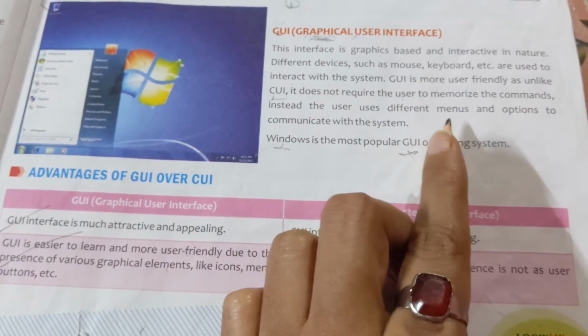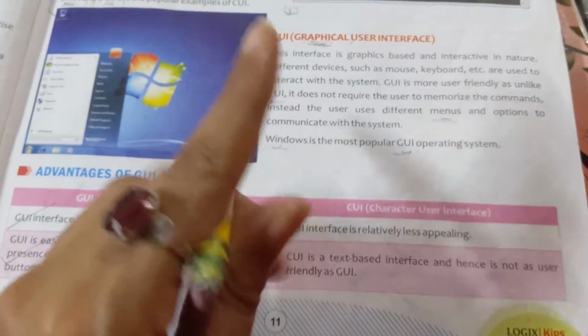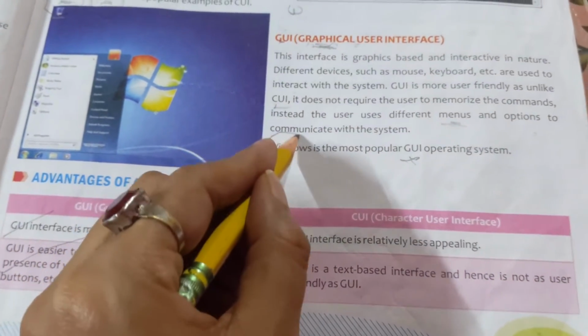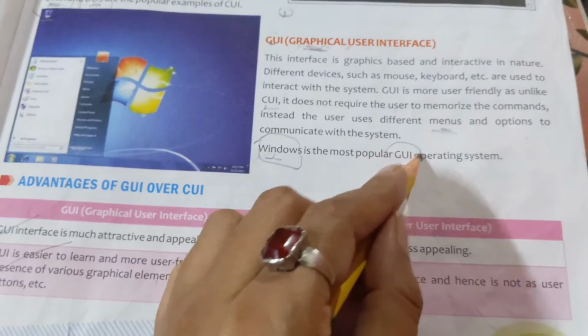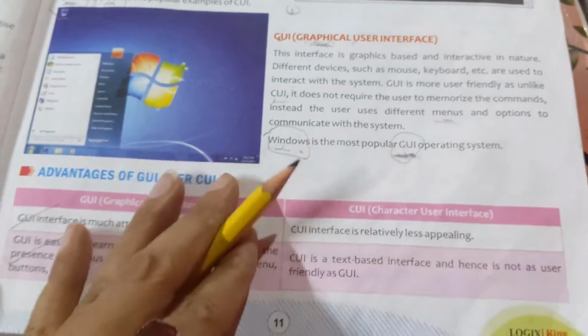Instead, the user uses different menus and options to communicate with the system. So the example is Windows. Oh sorry, Windows is an example of a GUI operating system.